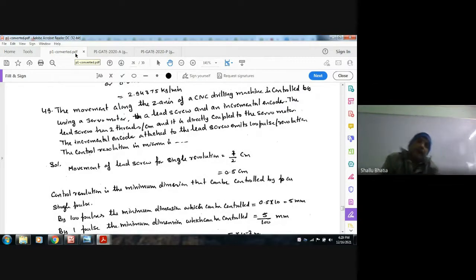As the lead screw will move in a single revolution by an amount equal to the pitch, and as it has two threads per centimeter, the movement of the lead screw will be 0.5 centimeter. Now we have to calculate the control resolution. What is control resolution? The control resolution is the minimum dimension that can be controlled by a single pulse. By 100 pulses, the dimension controlled is 0.5 into 10, that is 5 mm.